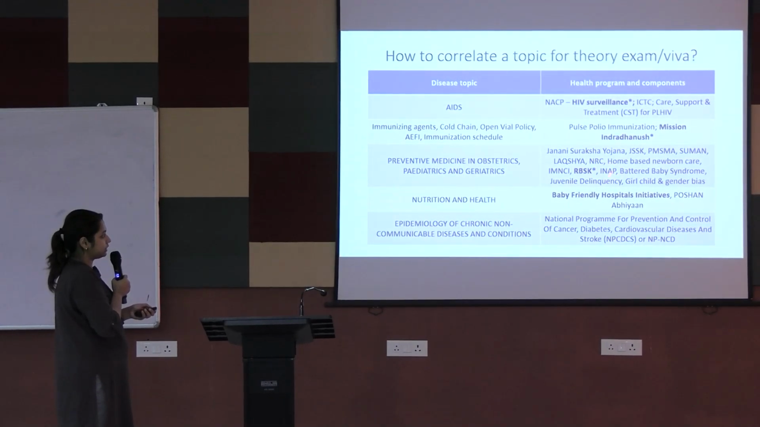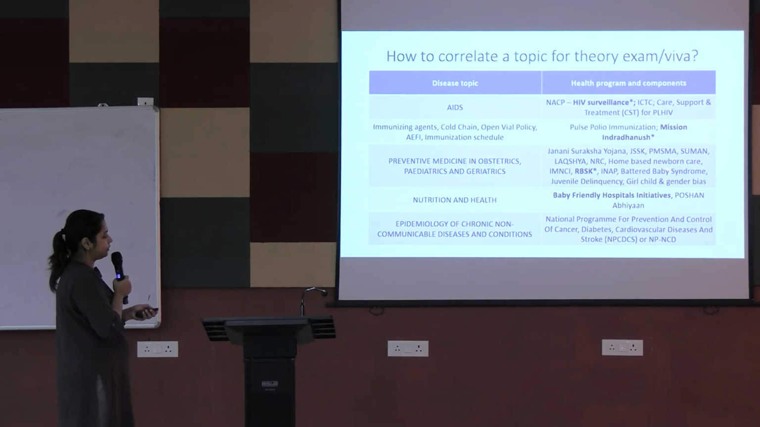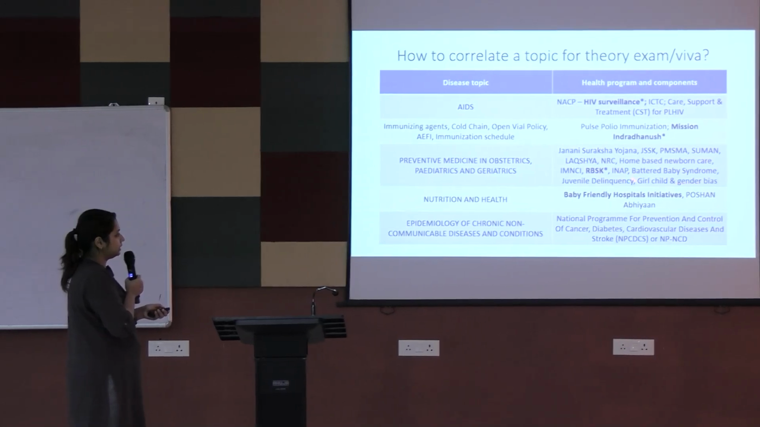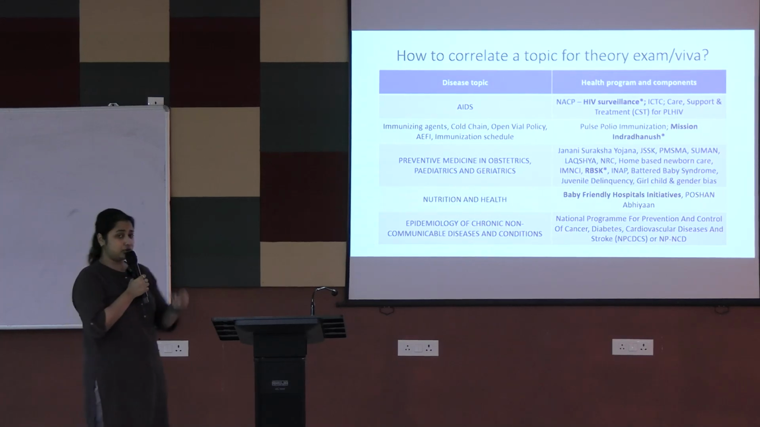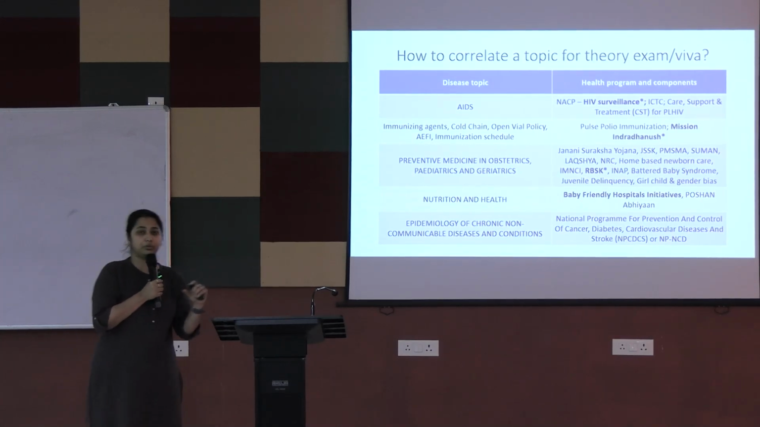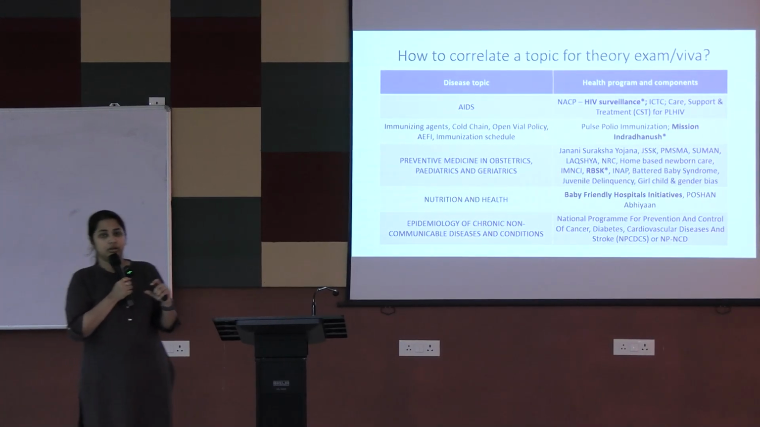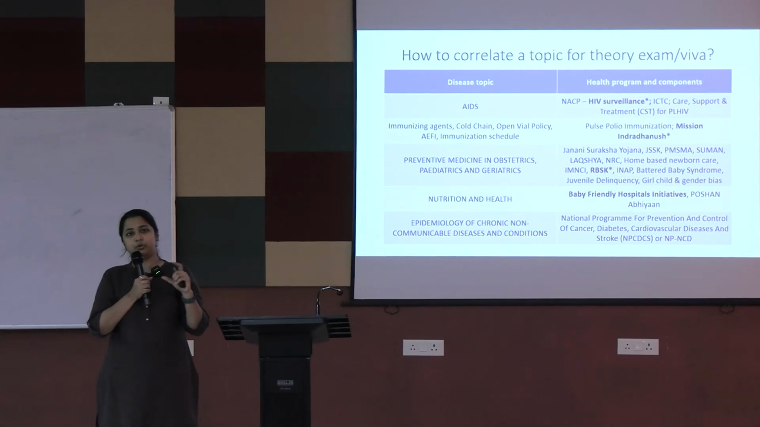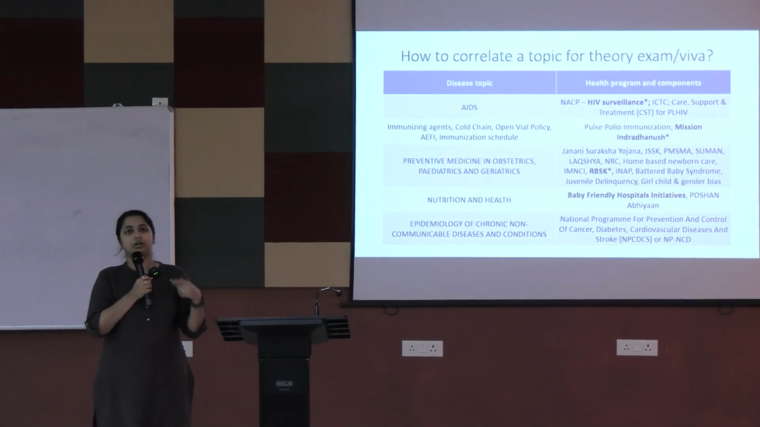Newborn Action Project, then Battered Baby Syndrome, and then juvenile delinquency, girl child and gender bias. All these are topics that are there in that program chapter, and you have to compile and make at least 4 or 5 points under each topic and you have to elaborate on them.